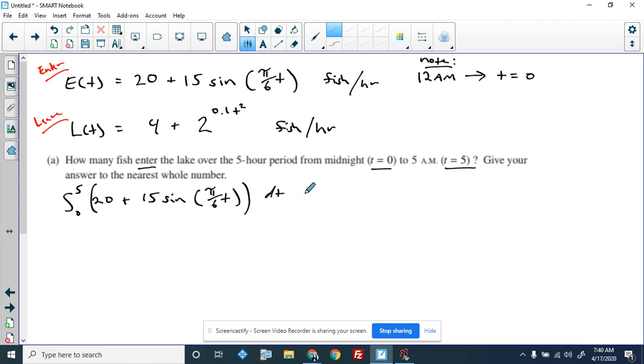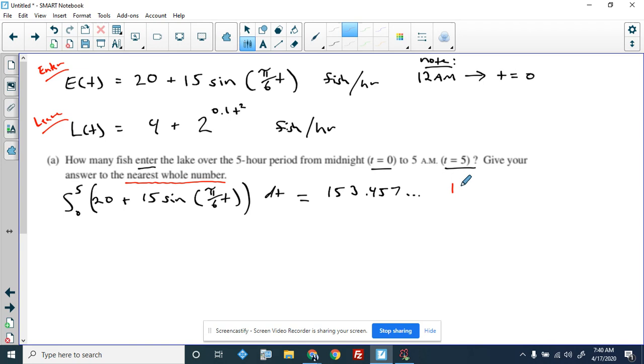Now this was on the calculator portion of the exam. So last year, all you were expected to do was set it up like this and then have your calculator do that integral. If you did that, you would get 153.457. And in this particular case, they actually ask you to round your answer to the nearest whole number.